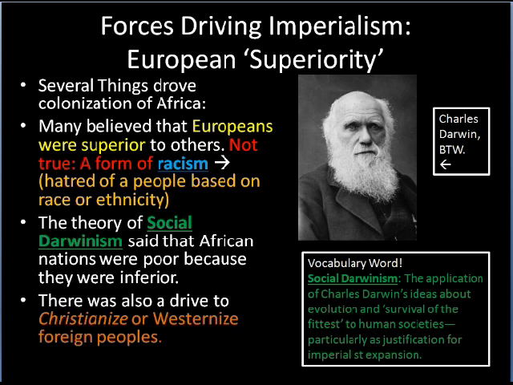To be clear, Charles Darwin did not come up with social Darwinism. It is something that was created after his theories on evolution. They're just applying them to people, to be clear.